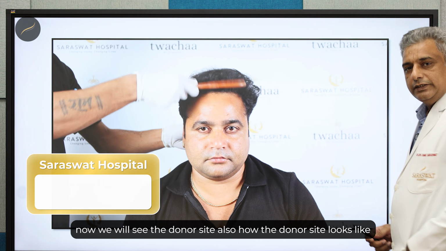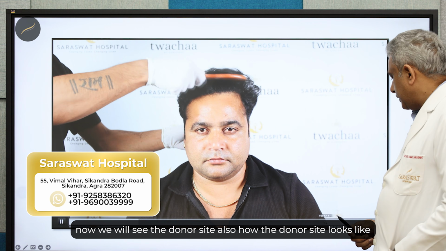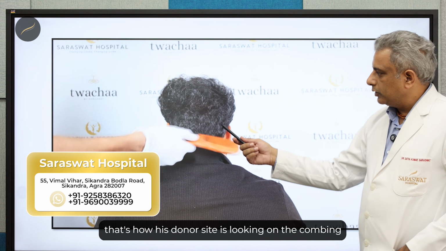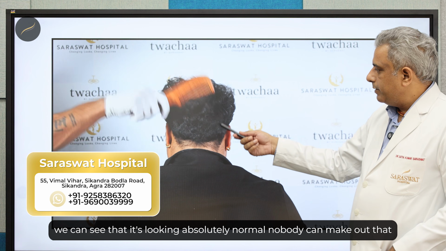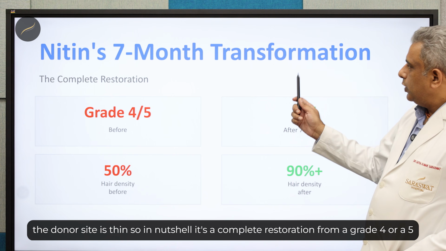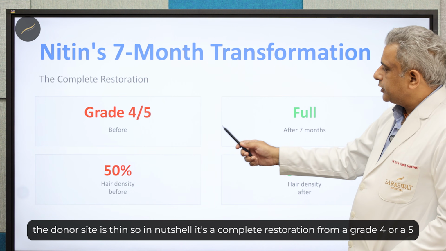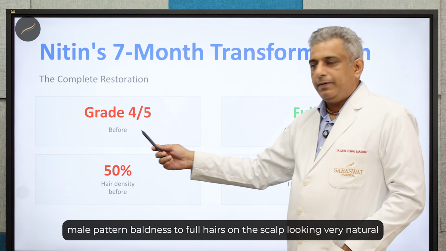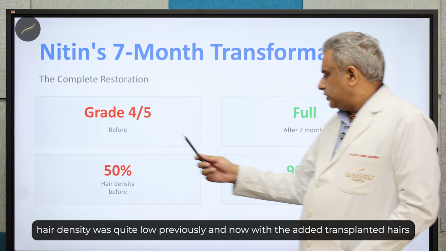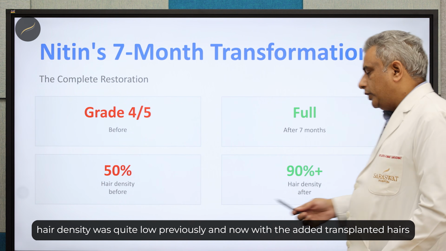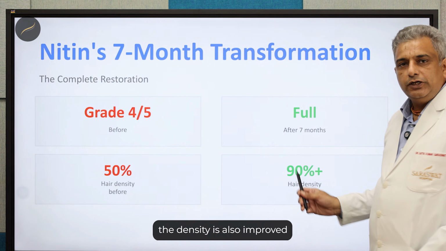Now we will see the donor site also, how the donor site looks like. That's how his donor site is looking on the combing. We can see that it's looking absolutely normal. Nobody can make out that the donor site is thin. So in a nutshell, it's a complete restoration from a grade 4 or 5 male pattern baldness to full hairs on the scalp looking very natural. Hair density was quite low previously, and now with the added transplanted hairs, the density is also improved.